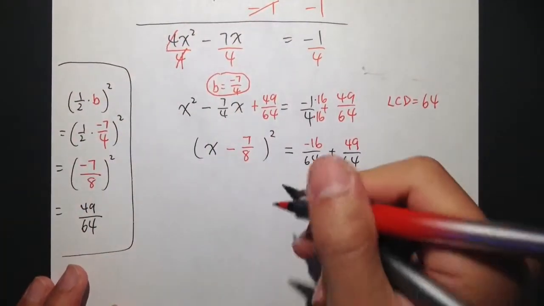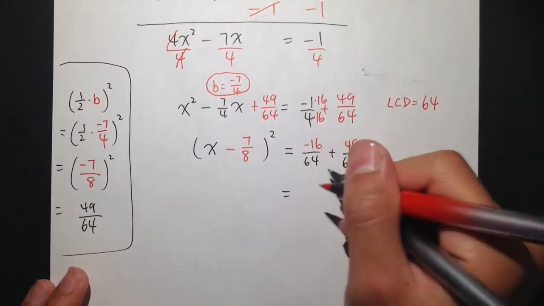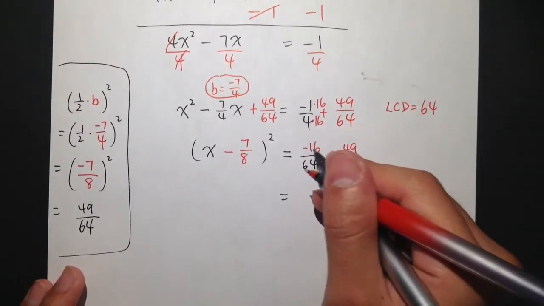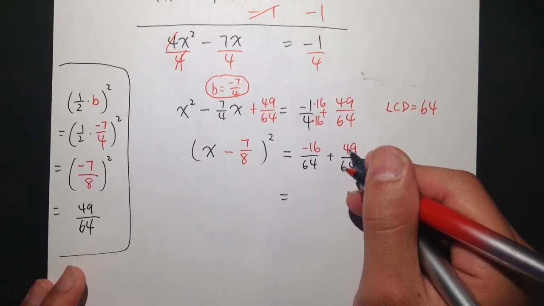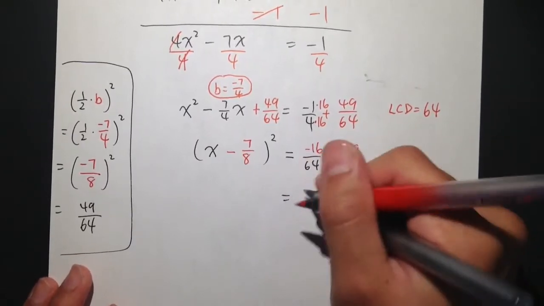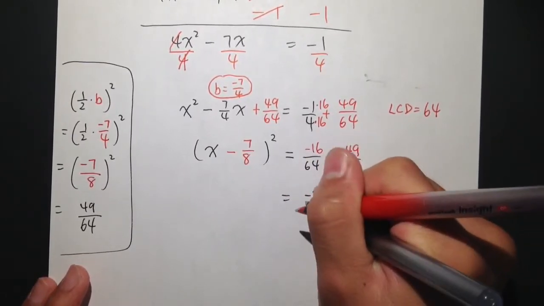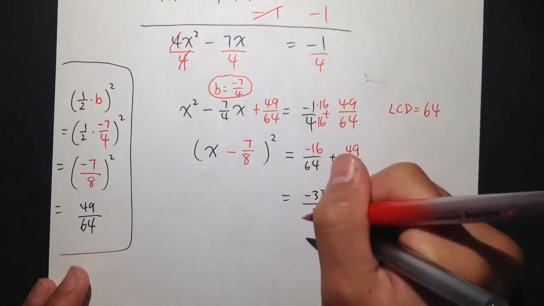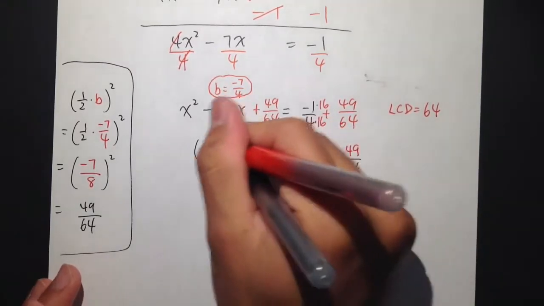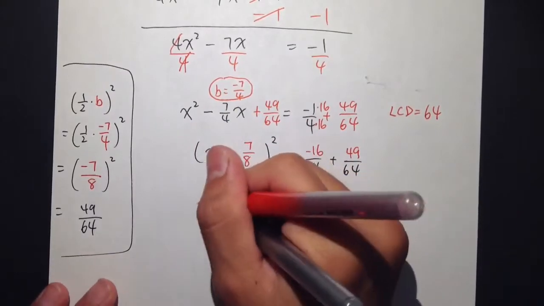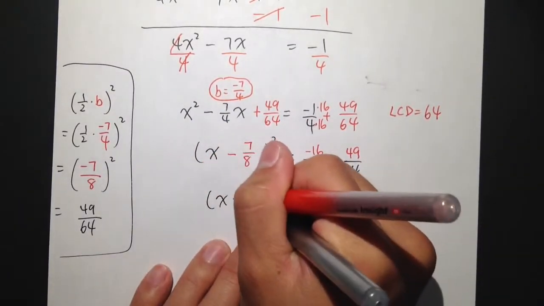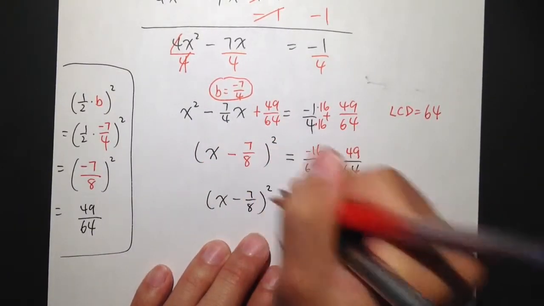Okay? And then right here, we need to add up the fractions. So negative 16 plus 49, we just need to add the top. We get negative 33 over the bottom stays the same, 64. And since we didn't touch the left hand side, we just write down (x minus 7/8) squared.